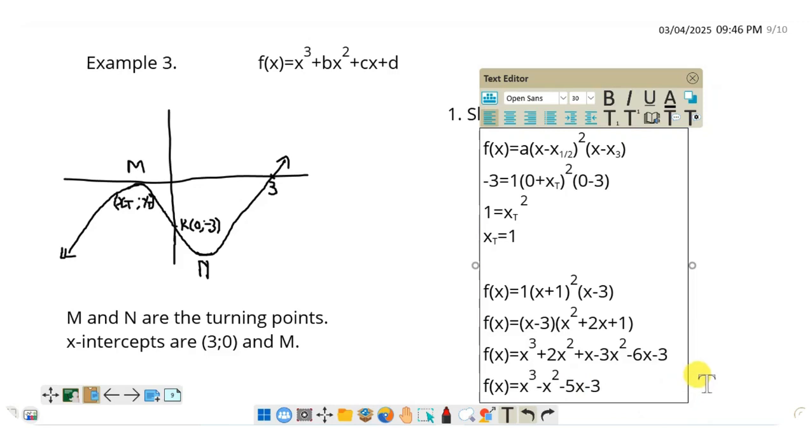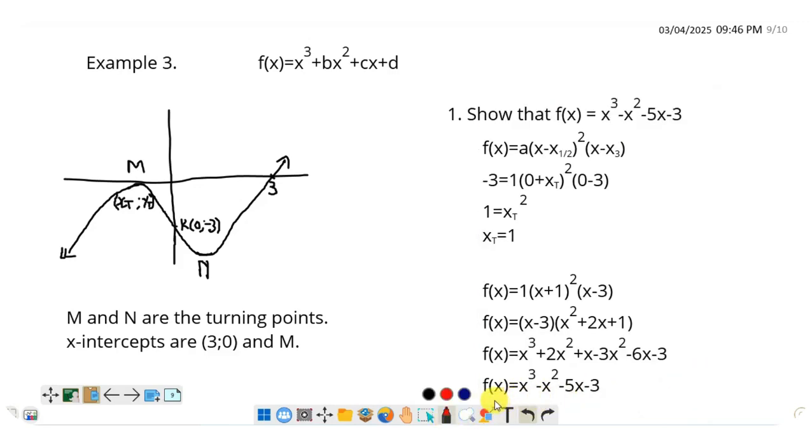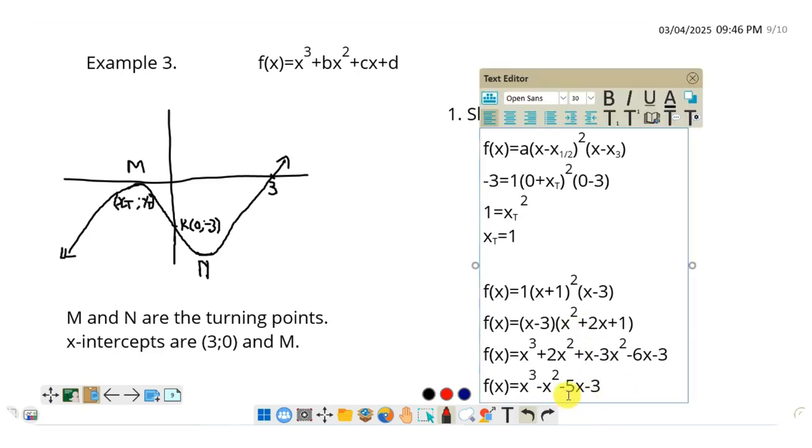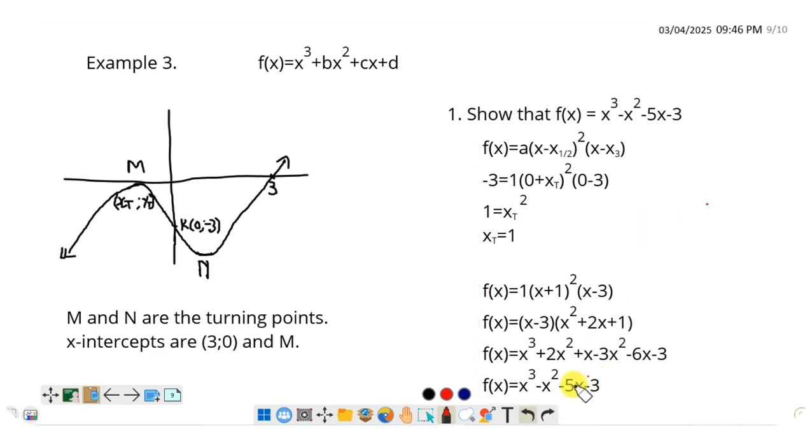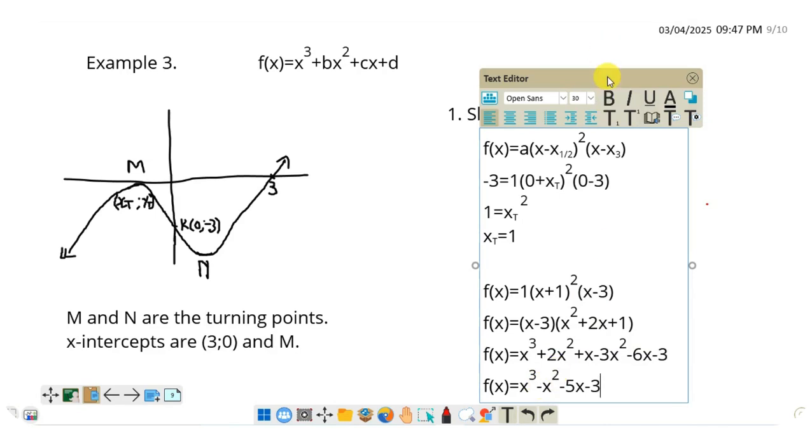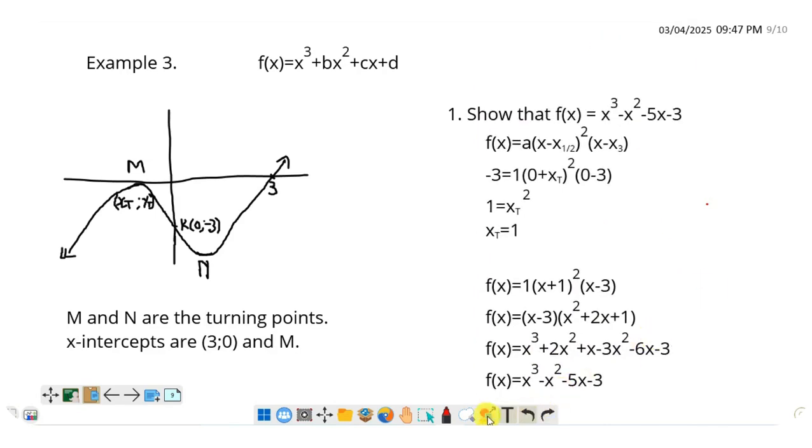That is the equation. So if you check here, you realize this equation that we have is the same as the one that they said to check. It's the same, because you have x cubed, x squared, minus 5x, minus 3, so it is what they asked us. Okay, let's go to the next question of this.